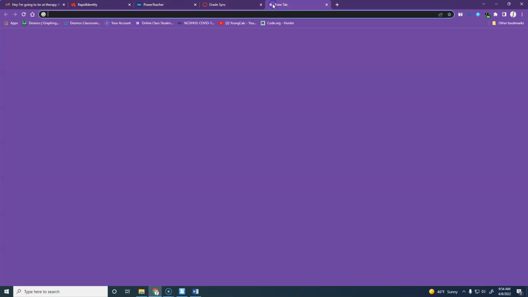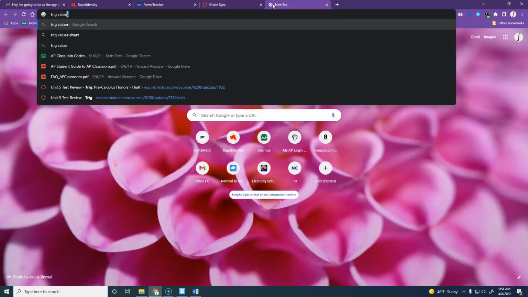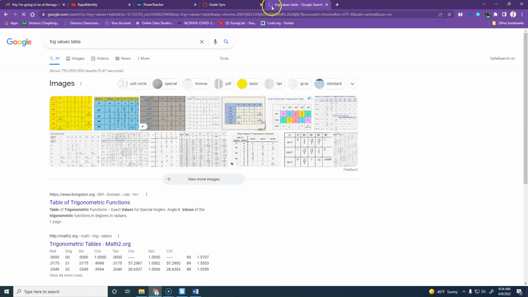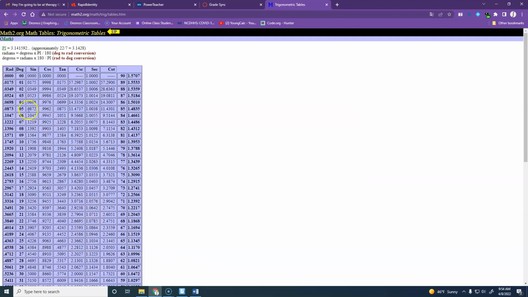Let's see if I can find one. I bet there's not even an extensive one available. Here's one, I think. Yeah, you would have a table that would have looked like this.